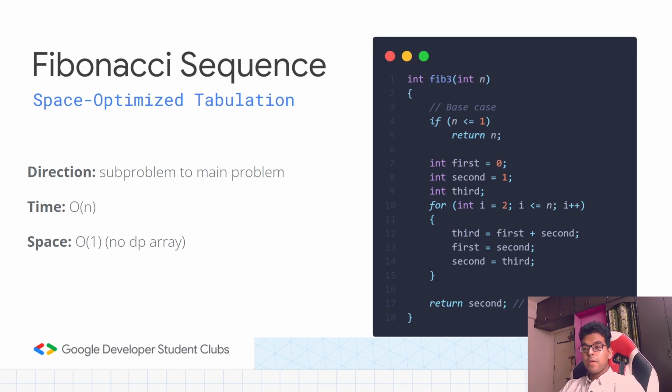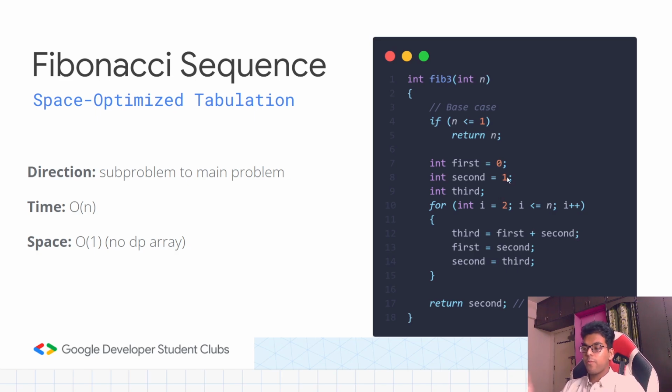Now coming to the third approach, which is the space optimization for the tabulation approach. It's very similar to tabulation, but it reduces the need for the DP array and takes up only constant space. So how is this done? Initially we check if the base case is satisfied, whether the user is asking for the 0th or first term, and return that directly. Then we initialize the first and second term. Suppose there is the ith term: first points to 2 terms before the ith term, and the second variable points to 1 term before the ith term. And the third variable stores the summation of the first and second variables.